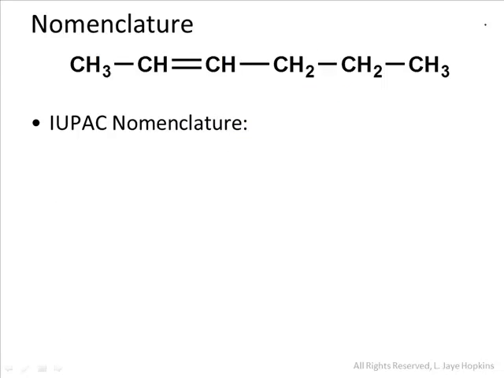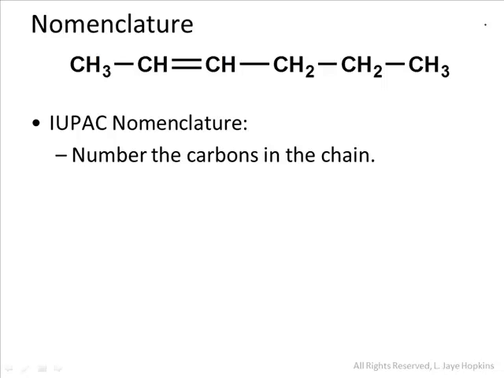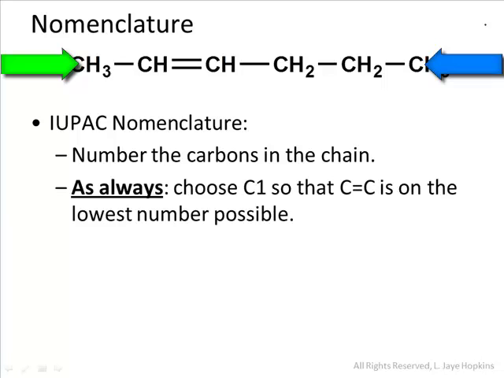When using IUPAC nomenclature, again, the rules are going to seem very similar. So just like with alkanes, we'll start by numbering the carbons in the chain. Again, we have the choice of whether to number from the left side or the right side. And again, we're going to choose so that we get the lowest number possible. In this case, we're now dealing with a double bond. We want to get the double bond to the lowest number possible, whereas previously we were dealing with branches, and we had to choose numbering to get the branch at the lowest position possible.